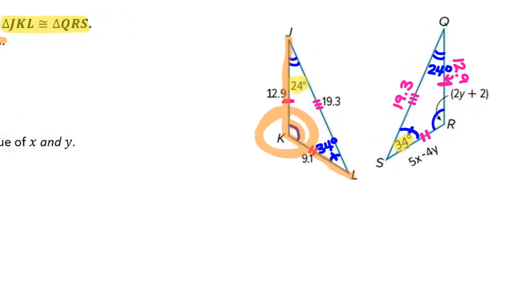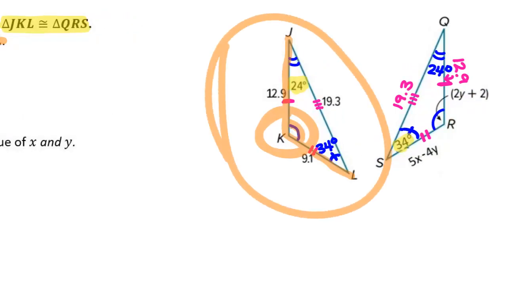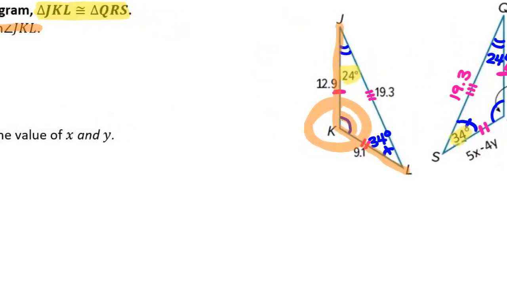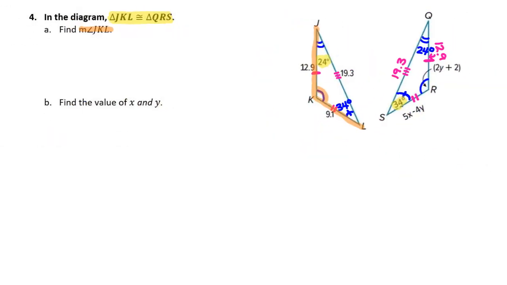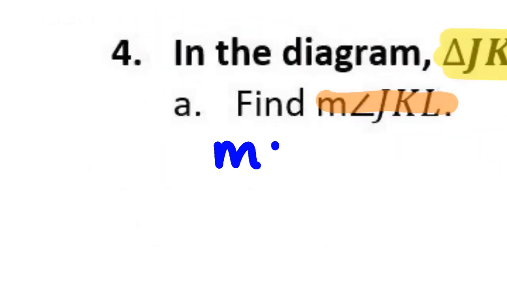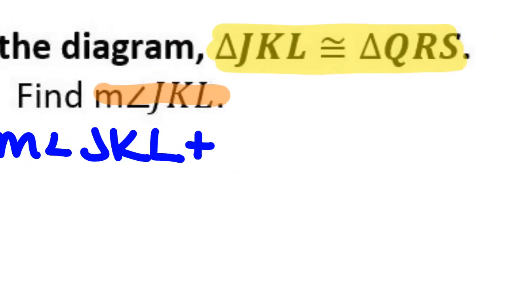Is there anything that I can use on this triangle to help me figure this out? Yes, you could add all the measurements that JKL has. We're going to add only the angle measurements. Yep, we'll add the angle measurements because all the angles inside of a triangle should add up to how much? Should add up to 180 degrees. So I have the measurement of angle JKL plus, what are the other angles in that triangle?